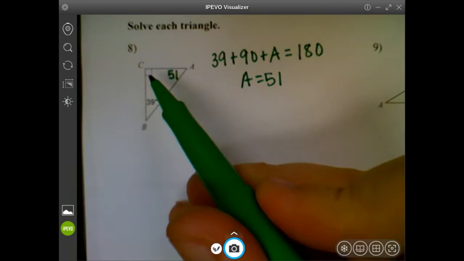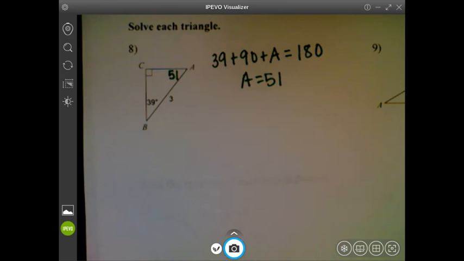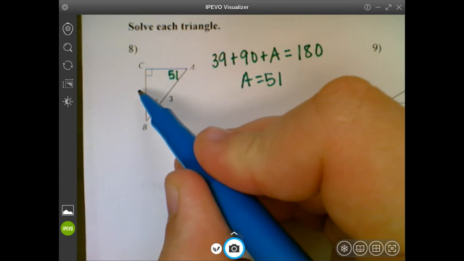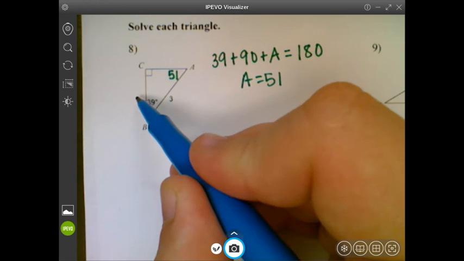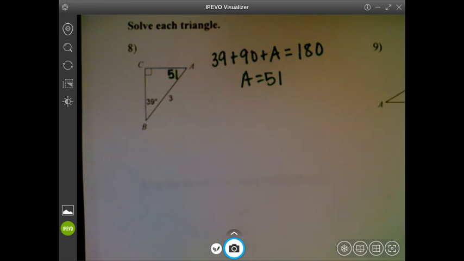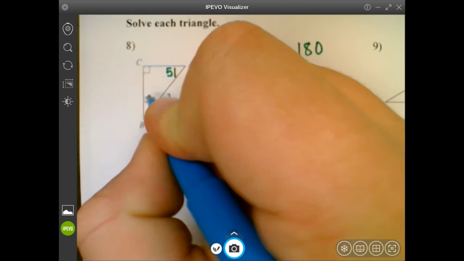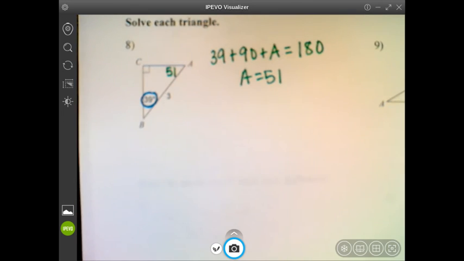Now to solve for the missing sides, you probably are going to have to do some trig, but you have a lot of options. You can pick which angle you want to work with. If you want to work with the 39, then this would be opposite and this would be adjacent. If you want to work with the 51, this would be opposite and that one would be adjacent. I'm going to pick one of them and work with that. You could pick the other one and use different trig functions. So I'm going to pick the 39.